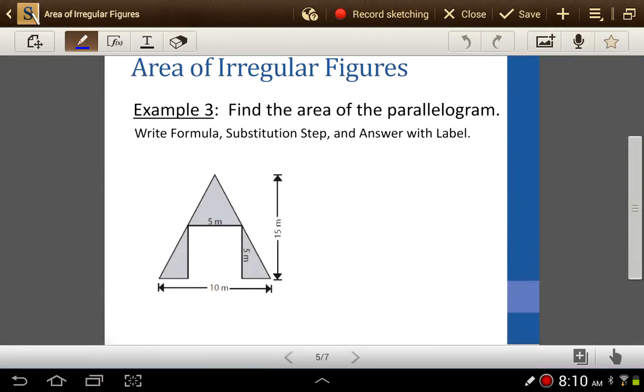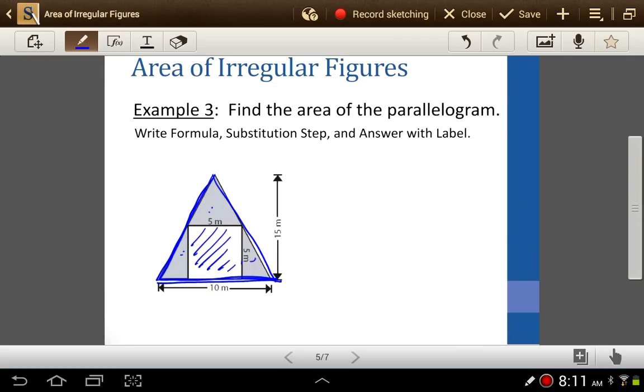In my next example, we're going to do this by actually finding the area of a larger object and then subtracting what's missing. So I really have a big triangle right there, and then I'm missing that rectangle in the middle. So what I'm going to do is find the area of the big triangle. That's easier than finding each of those shaded parts. Now the gray shaded region is what I'm trying to find the area of.